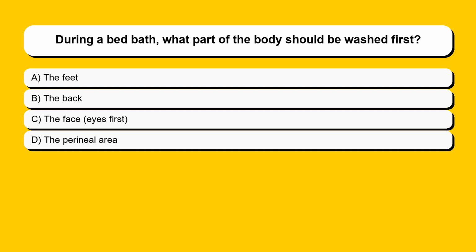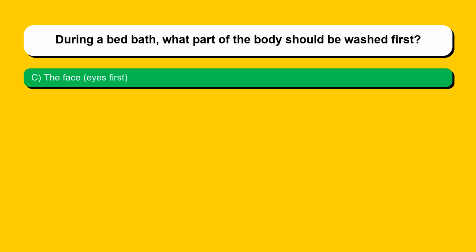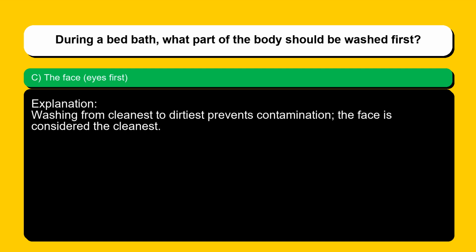Question 9. During a bed bath, what part of the body should be washed first? Option A. The feet. Option B. The back. Option C. The face, eyes first. Option D. The perineal area. The correct answer is Option C. The face, eyes first. Washing from cleanest to dirtiest prevents contamination. The face is considered the cleanest.